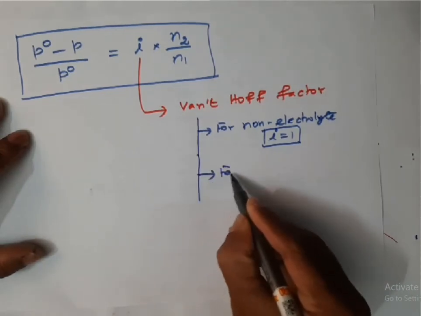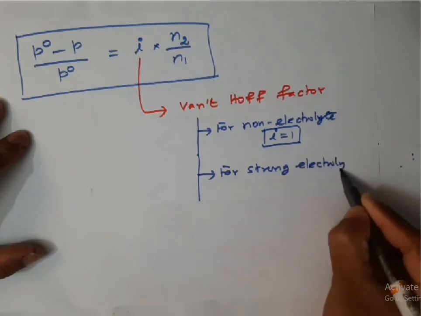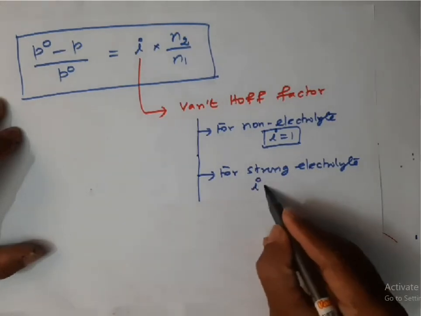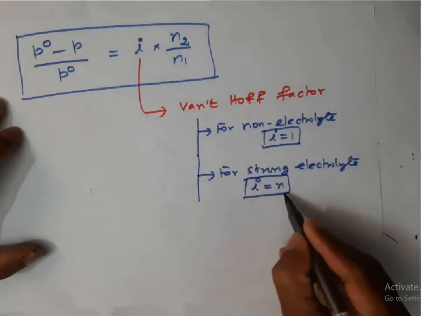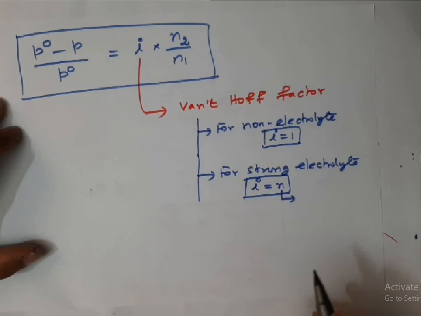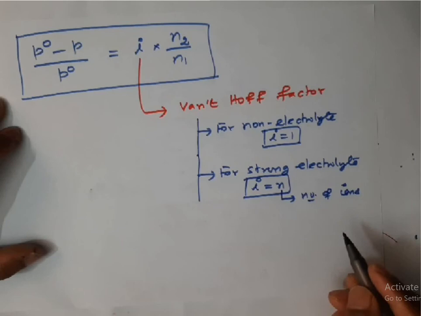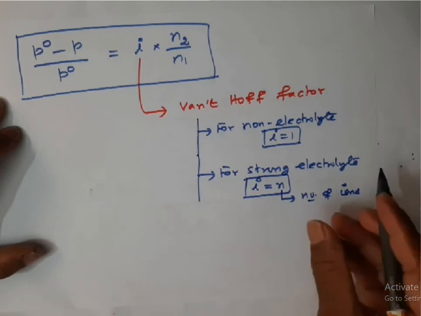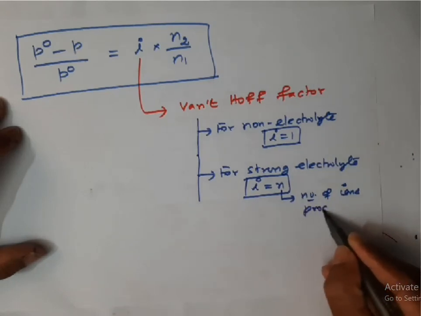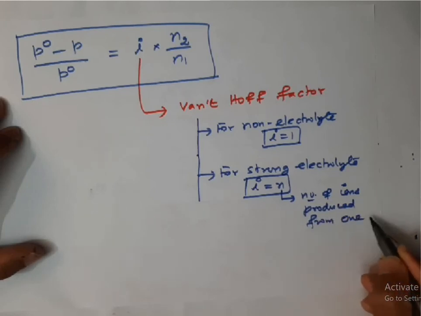For strong electrolyte, i is equal to n. What is this n? This n is the number of ions produced from one molecule.